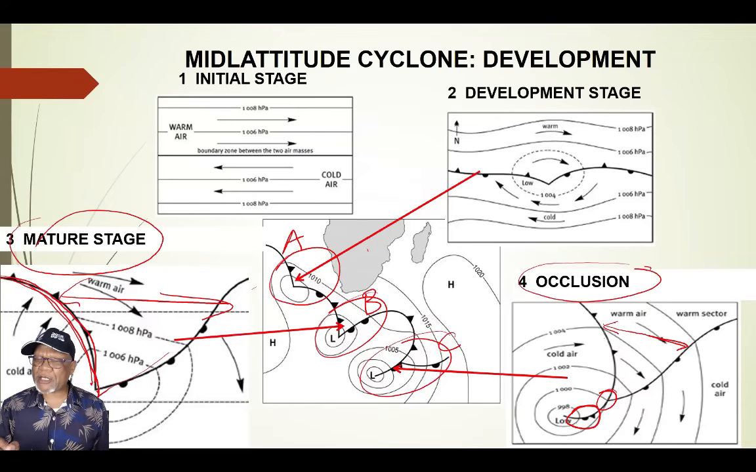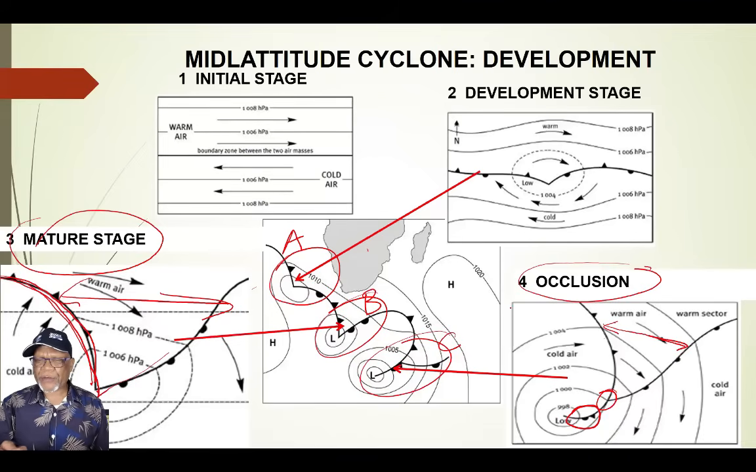And you can even see with the characteristics, this one has already occluded. Occlusion has taken place here. And this one is still mature. Why do you say it is mature? Because it has a well-developed cold front and a well-developed warm front. And this one is still at the development stage.